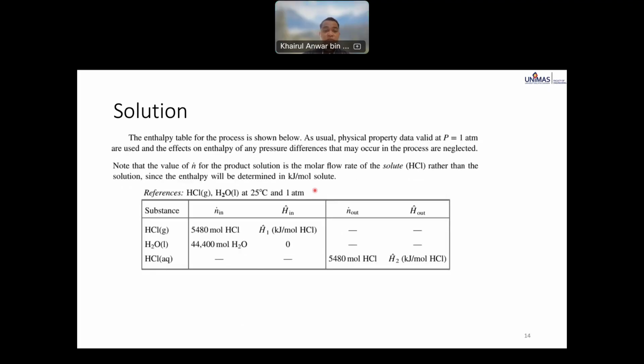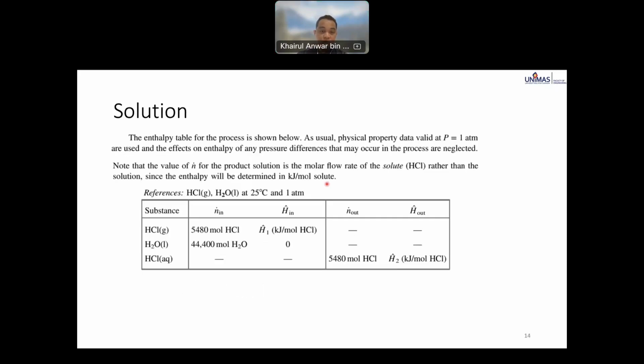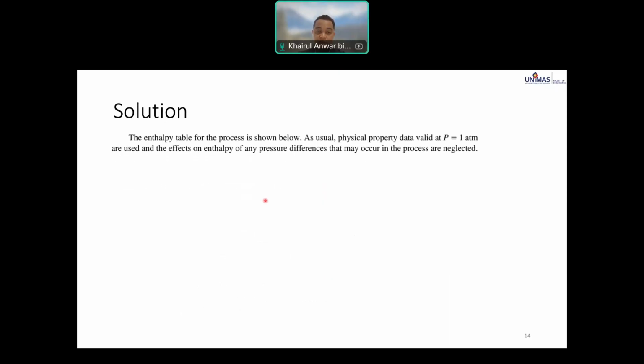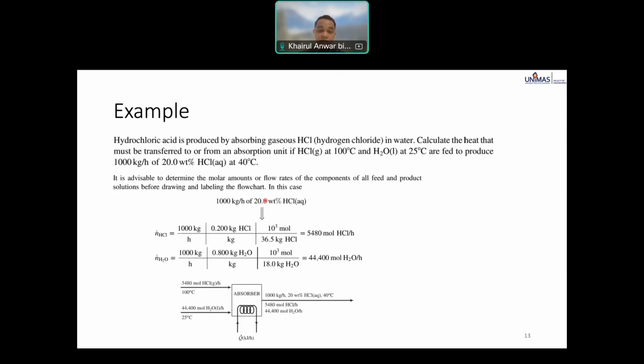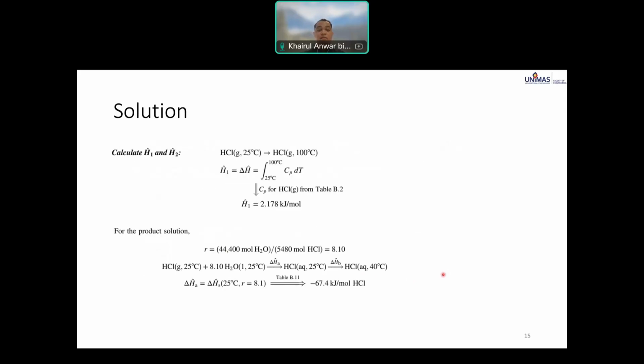The enthalpy table is shown below. This is the reference state, which is similar to the reference state of Table B.11. Since 25 degrees C is the same as the inlet temperature for water in liquid form, technically the enthalpy is 0. So you need to calculate H1, the inlet for HCl, hydrogen chloride, and H2 for the hydrochloric acid. So calculate H1 and H2.